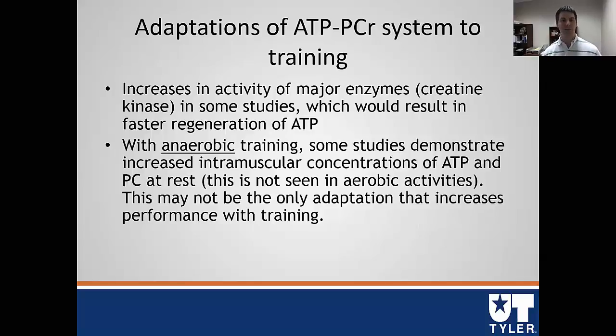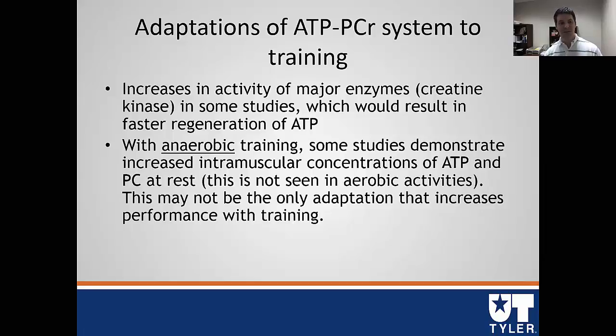In some studies we see increases in the major enzyme of this system, which is of course creatine kinase. If we are able to increase creatine kinase, then of course we would generate ATP faster and in a much more powerful response, so that we would be, in theory, faster or stronger in those very short-term duration exercises that the phosphocreatine system is important for.